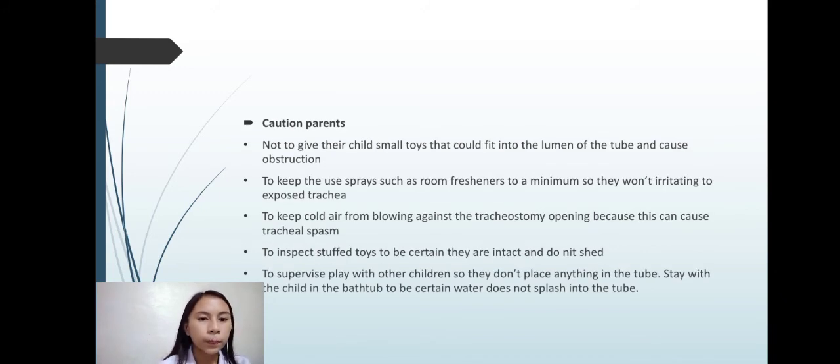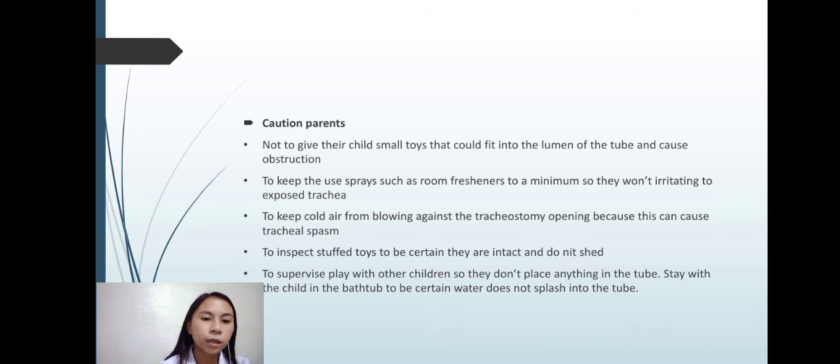So first, caution parents not to give their child a small toy that could fit and lodge in the tube and cause obstruction. Second, keep the use of sprays such as room freshener to a minimum so they won't irritate the exposed trachea. The third one is to keep cold air from blowing against the tracheostomy opening because this can cause tracheal spasm.